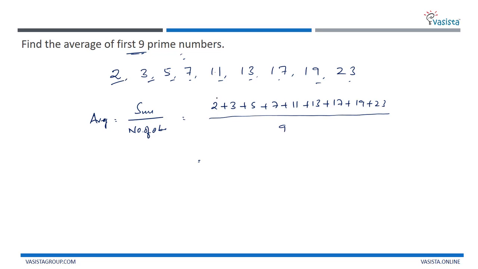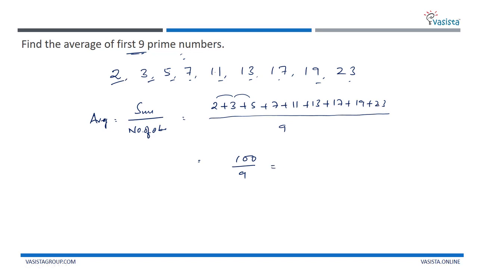So 2 plus 3 is 5, 5 plus 5 is 10, 10 plus 7 is 17, 17 plus 11 is 28, right? 28 plus 13 is 41, 41 plus 17 is 58, 58 plus 19 is 77, 77 plus 23 is 100. This is 100 by 9.